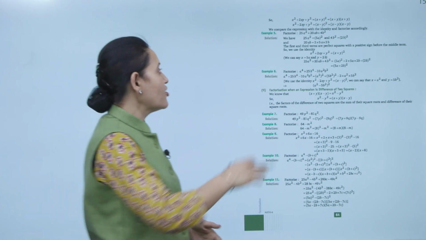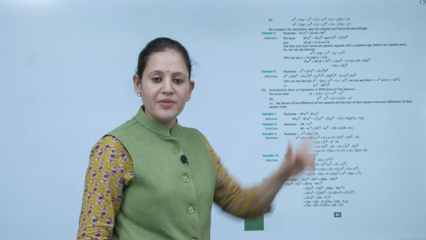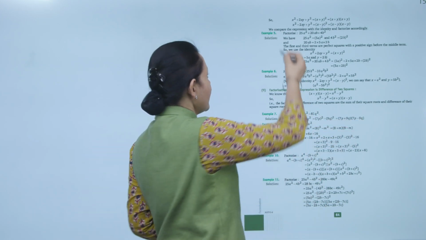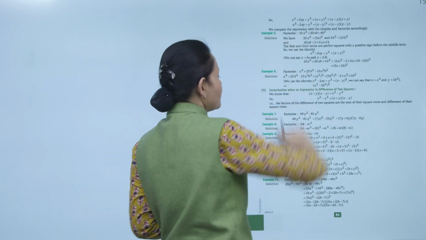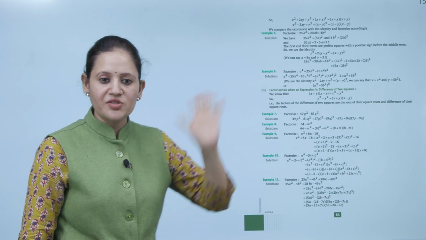So x square plus 2xy plus y square, we can also write in the form of x plus y whole square, which equals x plus y multiplied by x plus y. x square minus 2xy plus y square, we can write as x minus y whole square, which equals x minus y into x minus y. We compare the expression with the identity and factorize accordingly.